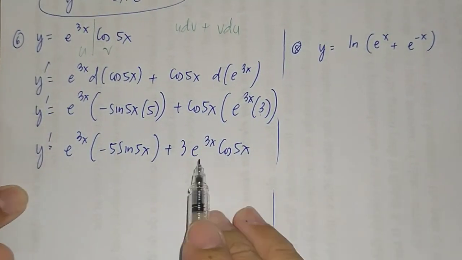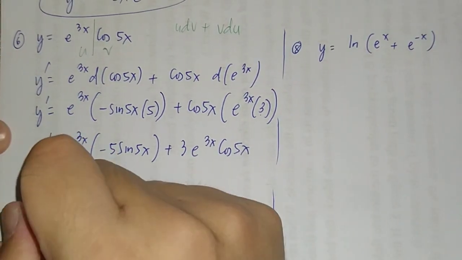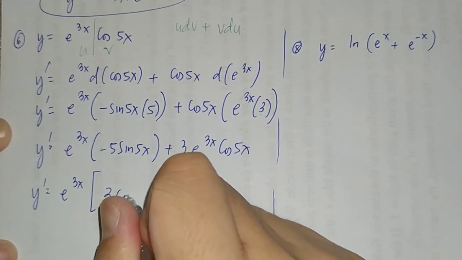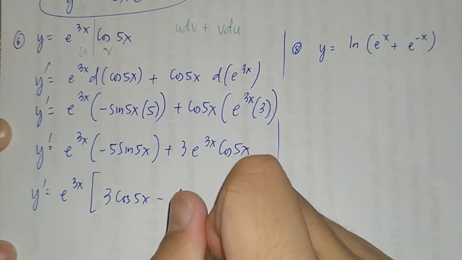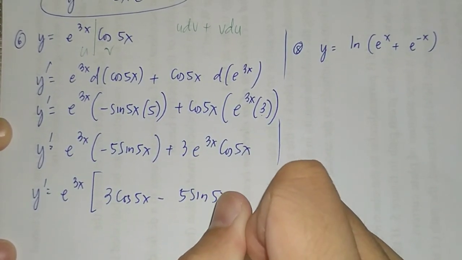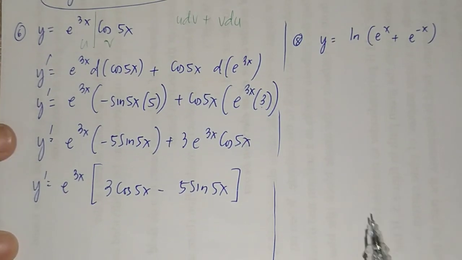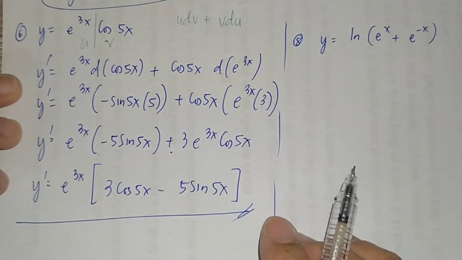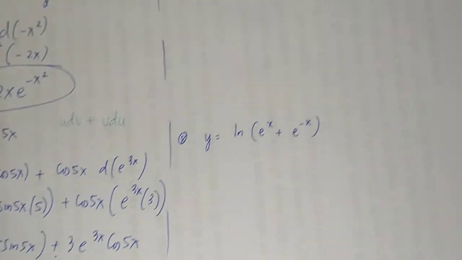So, I can factor out e raised to 3x there. So, y prime there is e raised to 3x times the quantity 3 cosine 5x minus 5 sine 5x. So, inuna ko na lang yung positive kaysa dun sa negative. So, that's our answer.